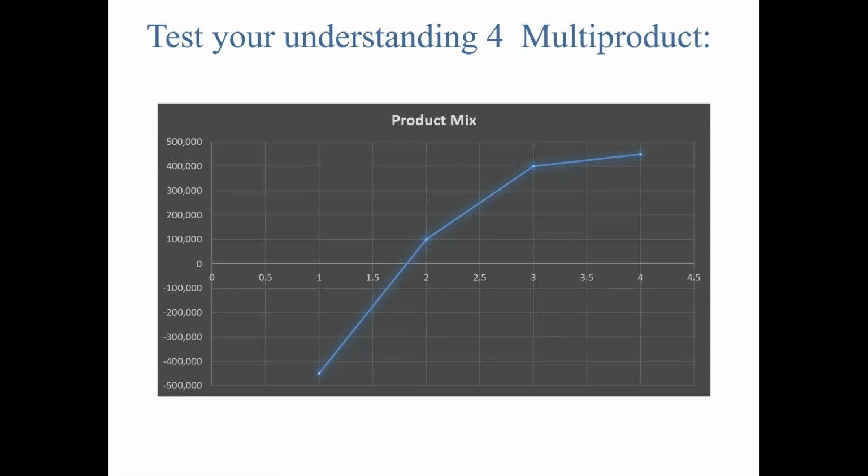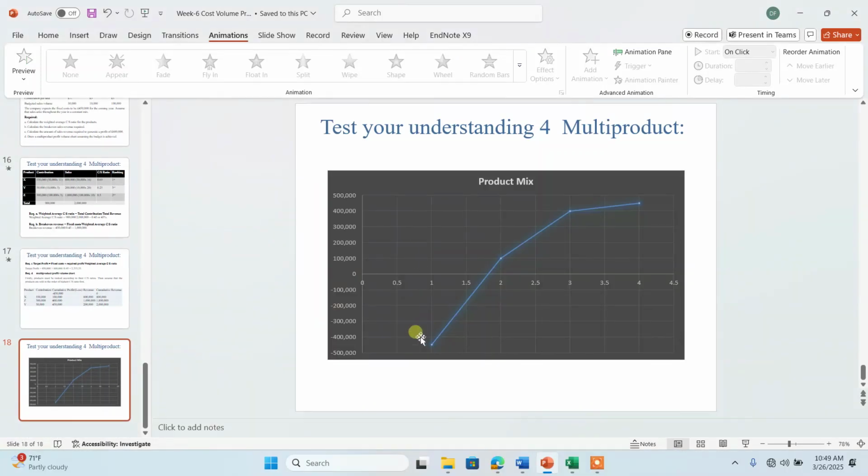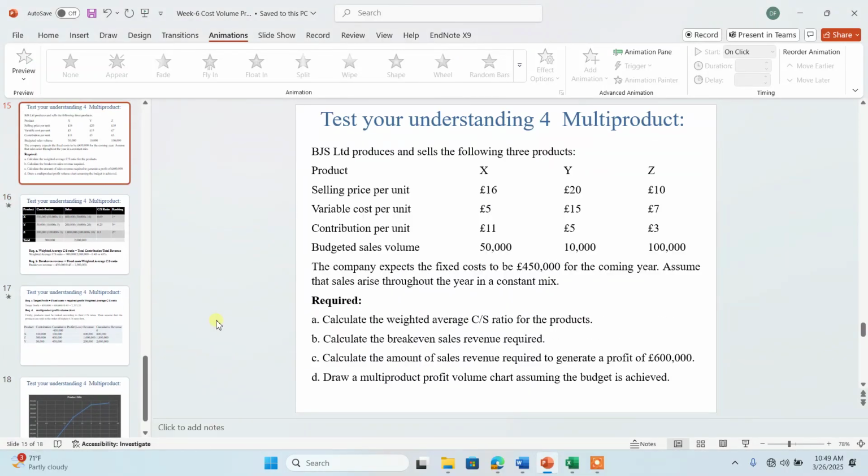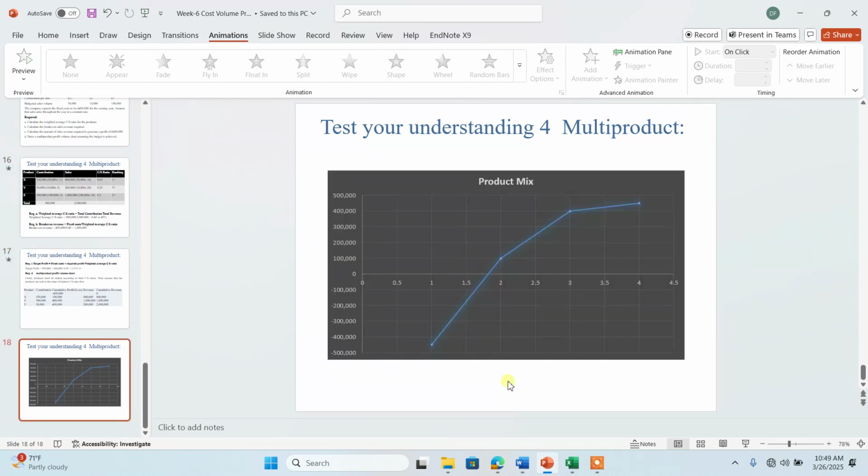So this is a graphical presentation. Now this suggests that although in this case we have sold all of the budgeted number of units, if you are going to sell more product of the X, your profit will be increasing at a high rate. Okay, this is the third requirement. The third requirement was to draw a multi-product profit volume chart assuming the budget is achieved.